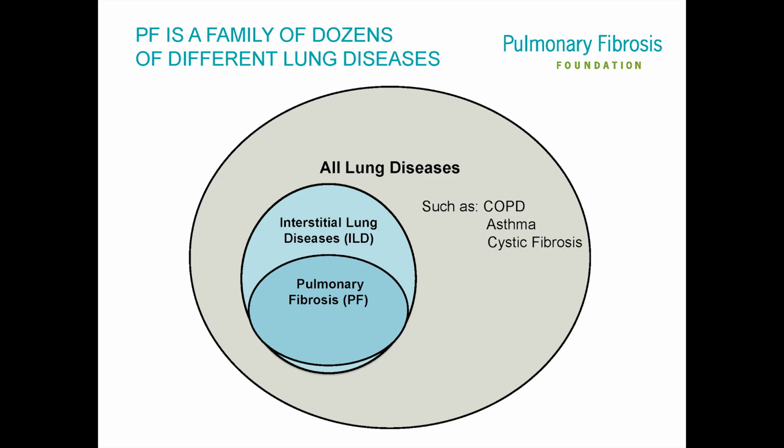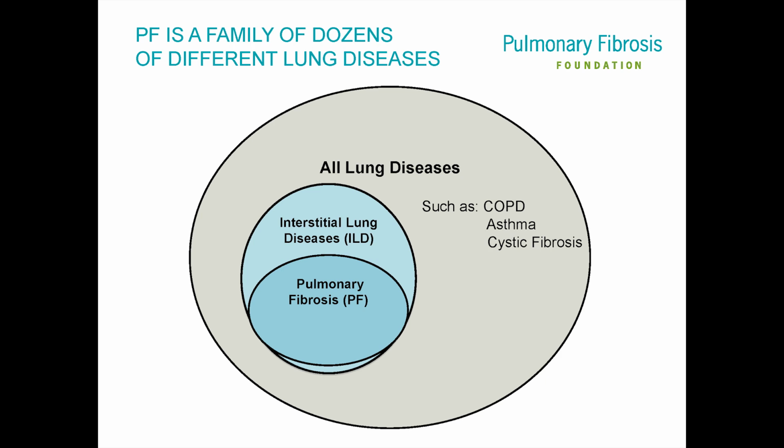Some of you may have seen this picture before. This is one way that we think about the family of interstitial lung diseases and the family of diseases that we call pulmonary fibrosis. So the large circle, the gray or brown circle, represents all of the lung diseases that we know about, including diseases like COPD, which stands for chronic obstructive pulmonary disease, asthma, and cystic fibrosis.